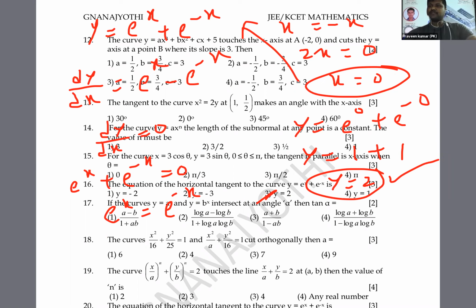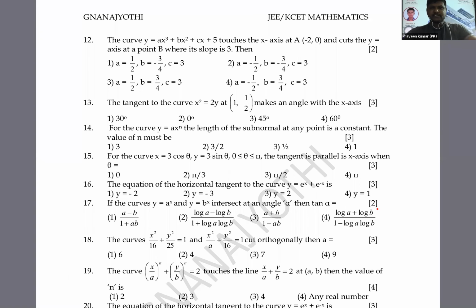You have the material with you now. Please check it. I think it has 17 very nice questions. If the curves y is equal to a power x and y equal to b power x intersect at an angle alpha, then tan alpha is what they give. This type of question, damn sure they can ask in the examination. If the curves y is equal to a power x and y is equal to b power x intersect at an angle alpha, then they are asking tan alpha.